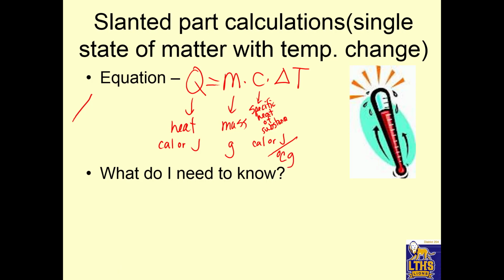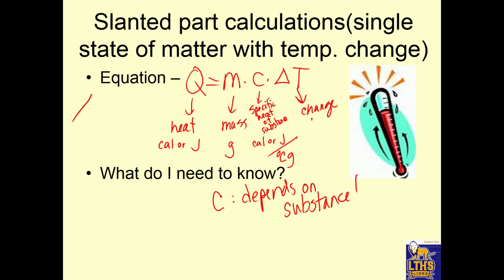Okay, so specific heat depends on your substance, right? So it depends on what substance you're looking at. Is it iron? Is it copper? Is it ethanol? Is it H2O? Right? And then this is the change in temp. So there's going to be two temperatures on this slant, right? So we have to subtract them. The change in temperature, and that's in degrees Celsius.